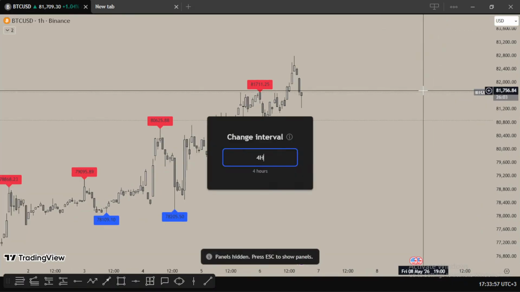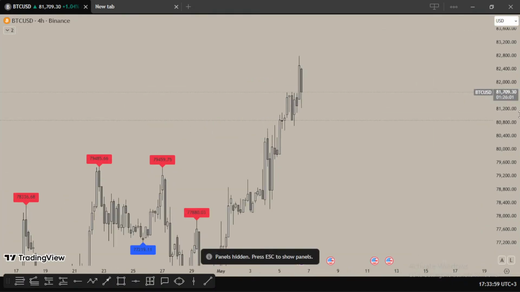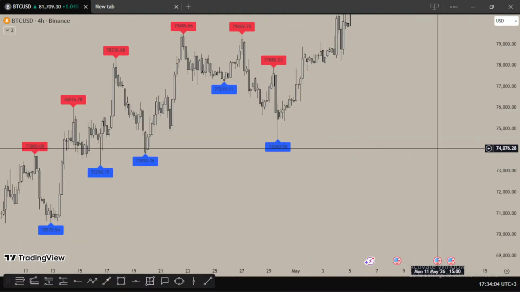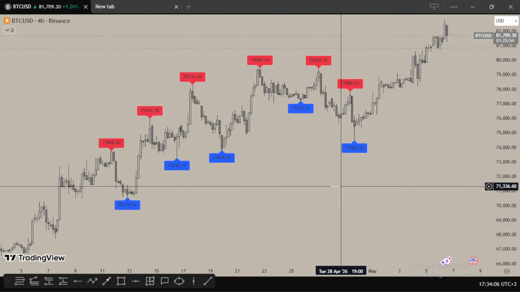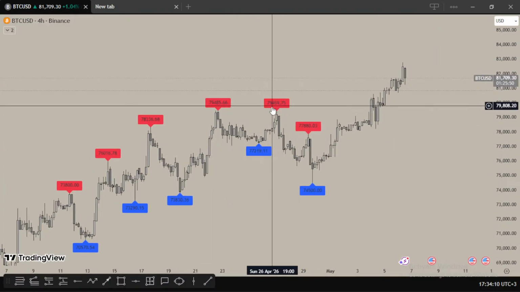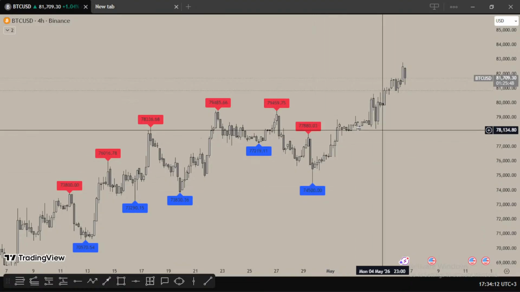So we go into the 4 hour time frame. What we want to see is trend alignment. The trend alignment is we want to see price moving in one direction in both time frames. As you can see in the 4 hour time frame, the red means sellers, the blue means buyers.